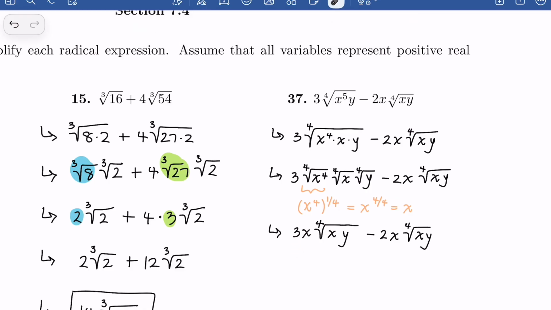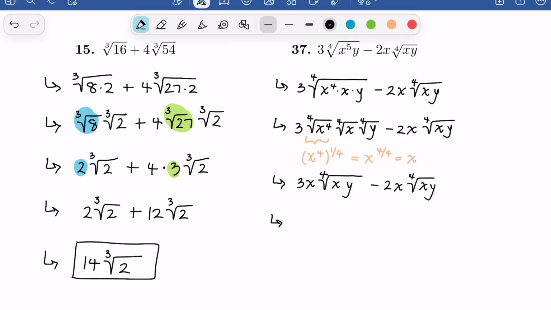Notice this first one here, we have 3x times the fourth root of xy minus 2x times the fourth root of xy. Since we have the same index and the same radicand, this product of x and y here, we could go ahead and subtract these. I'm going to end up with 3x times this minus 2x times this. So this is just going to give me 1x times that. So it's going to be x times the fourth root of xy.